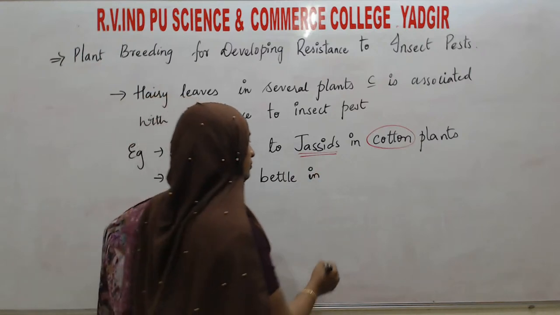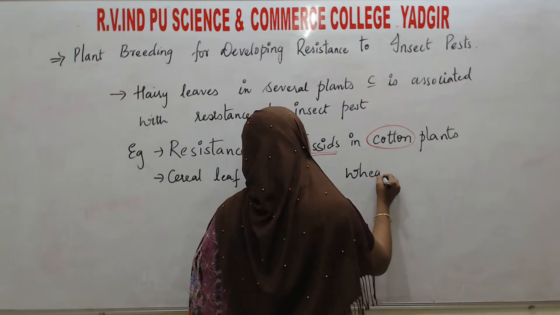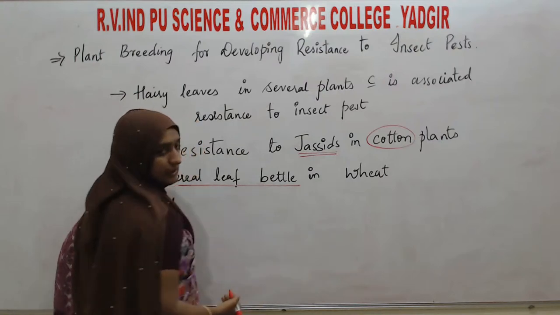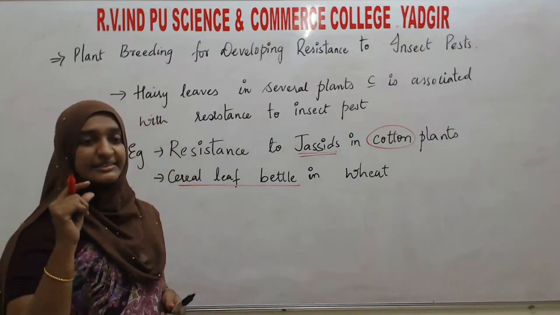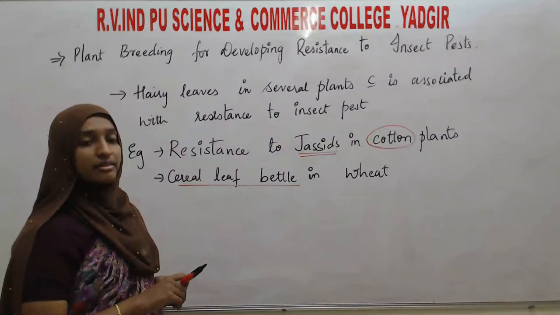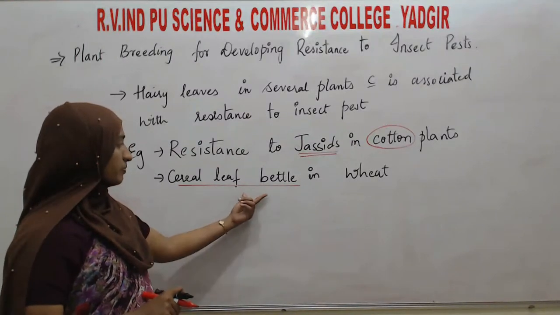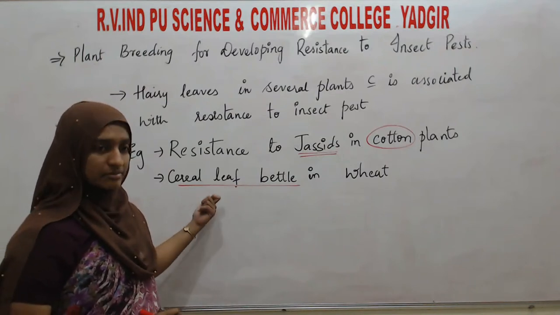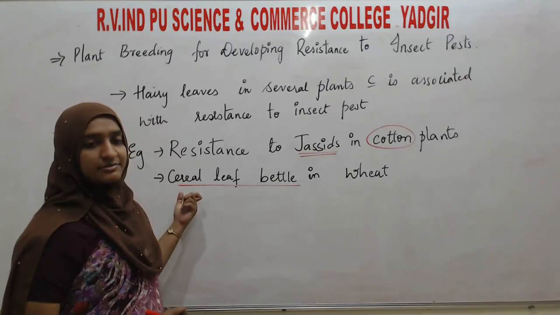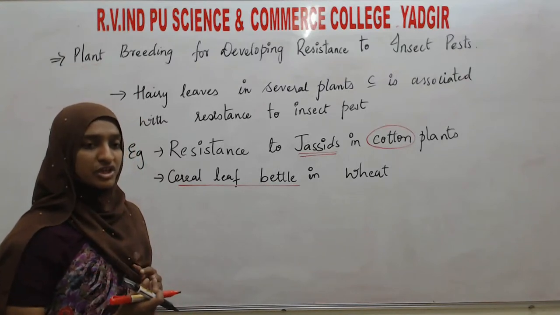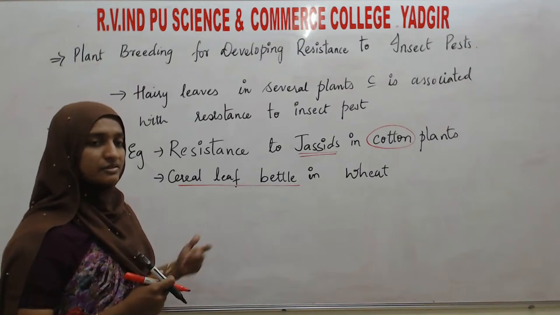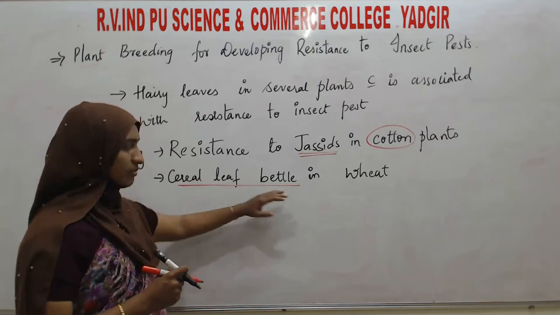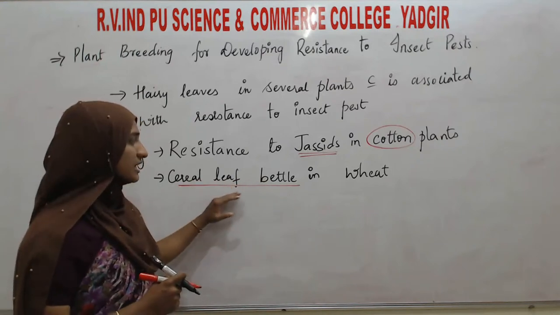Cereal leaf beetle in wheat. Here also you see, the name of the insect or the pest is the cereal leaf beetle. Okay, beetles, some insects we call beetles. So that is specific to whom? To which are majorly causing loss or damaging what? Cereals. Cereals means jowar, wheat, bajra, maize, these all come under the cereals. They are damaging the leaf. So the name of that beetle is given as the cereal leaf beetle.